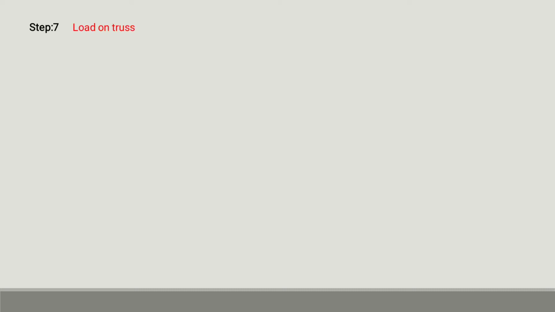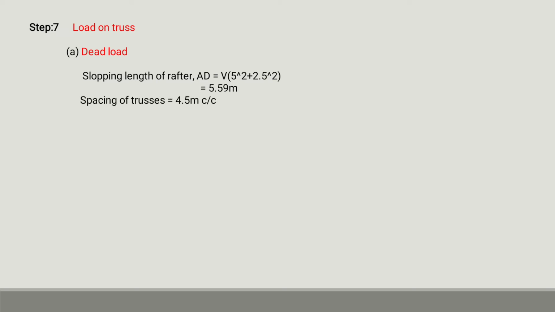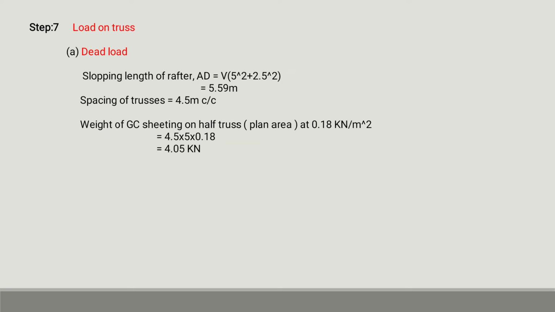So step number 7, load on truss. Dead load. The sloping length of rafter AD is equal to root of 5 square plus 2.5 square, so it's equal to 5.59 meter. Spacing of truss is 4.5 meters center to center distance. Then weight of GC sheet on half truss at 0.18 kilonewton per meter square is 4.5 into 5 into 0.18, because of half truss, half plane area. The full area is 10 meter, so half means 5. So 5 into 0.18, the answer is 4.05 kilonewton.